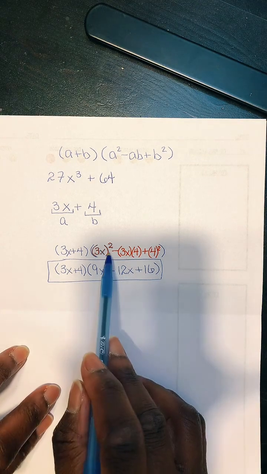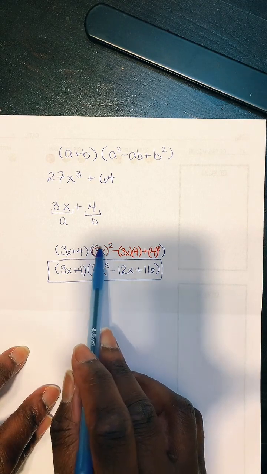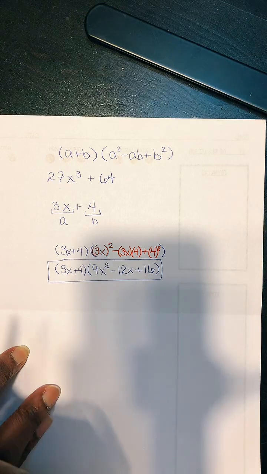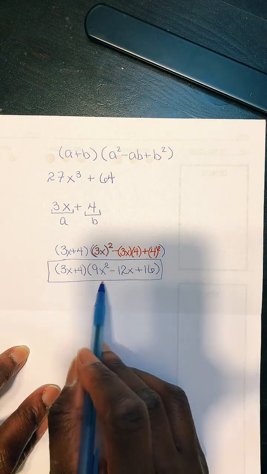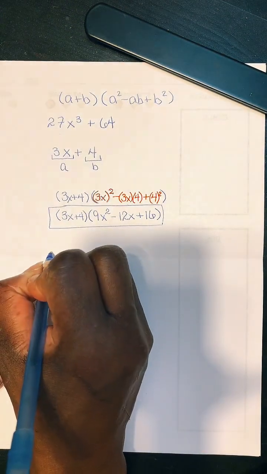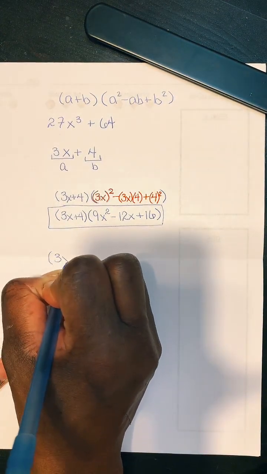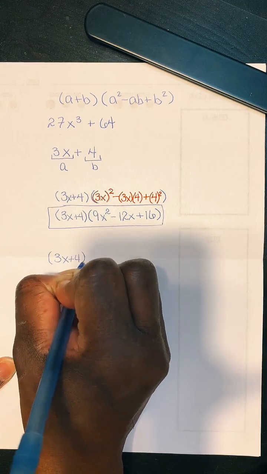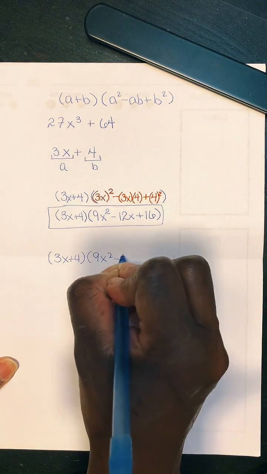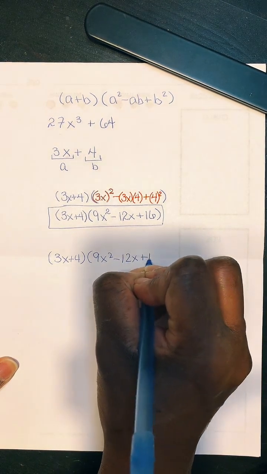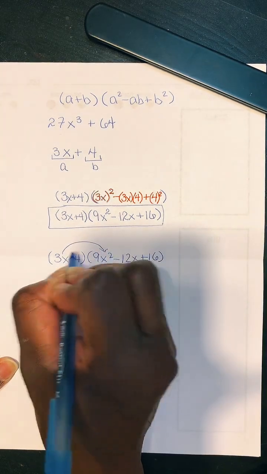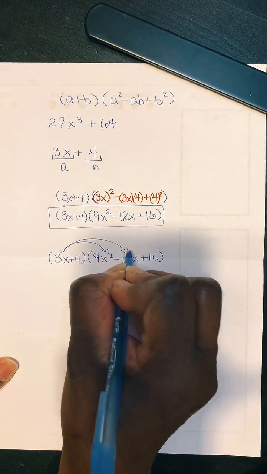No. Because you got to square everything inside. You got to square the 3 and the x. Because think about this. If you do the distributive property, so I have 3x plus 4 times 9x squared minus 12x plus 16. If I'm doing FOIL, well, it's not really FOIL, it's just distributing.